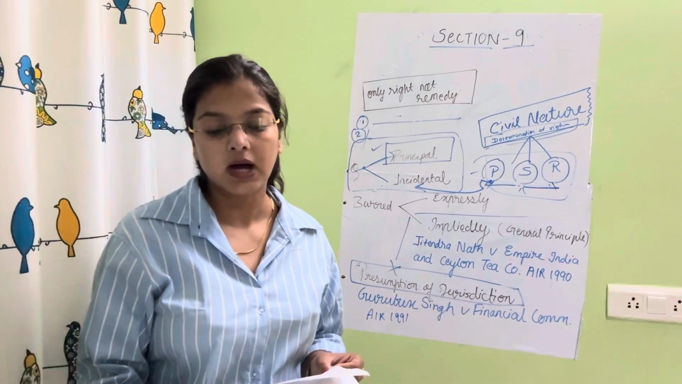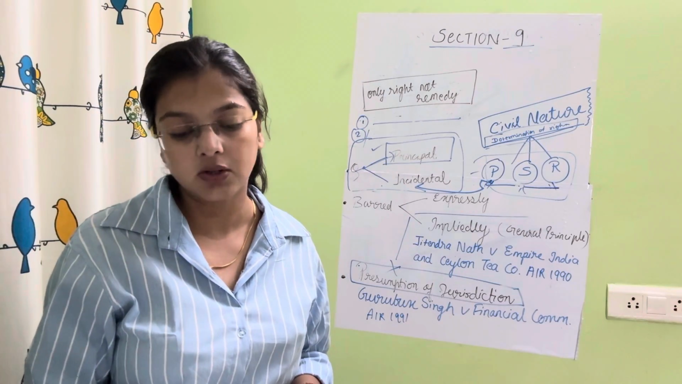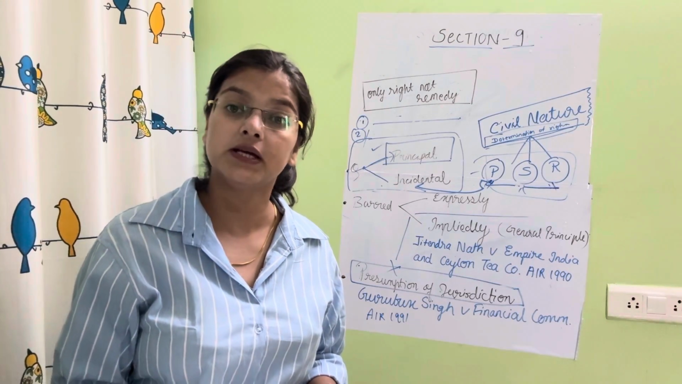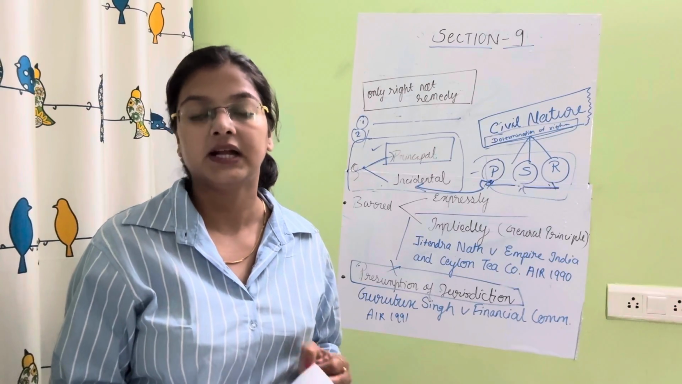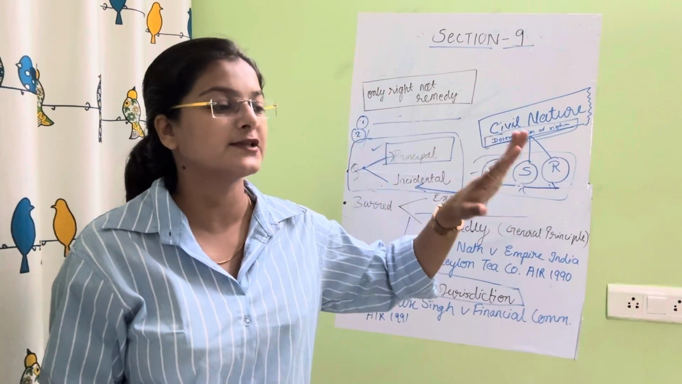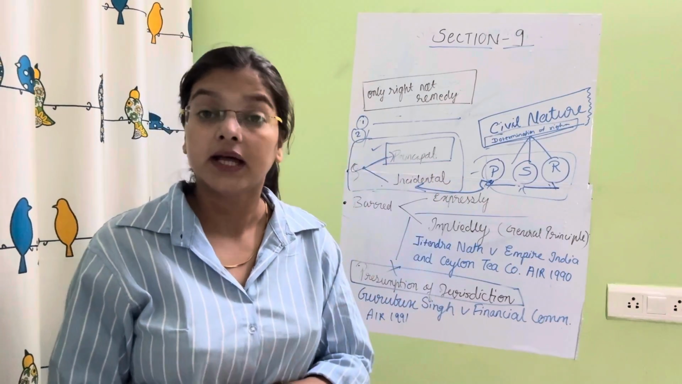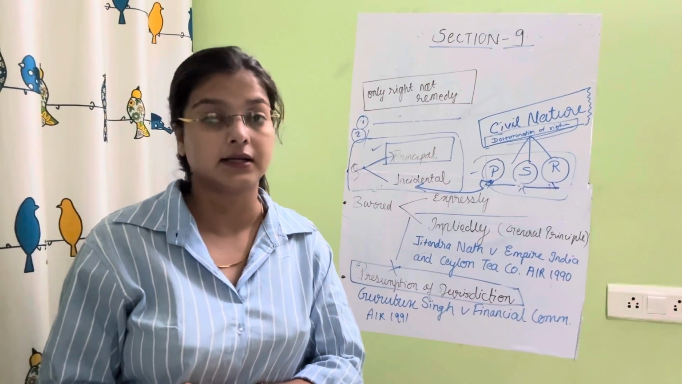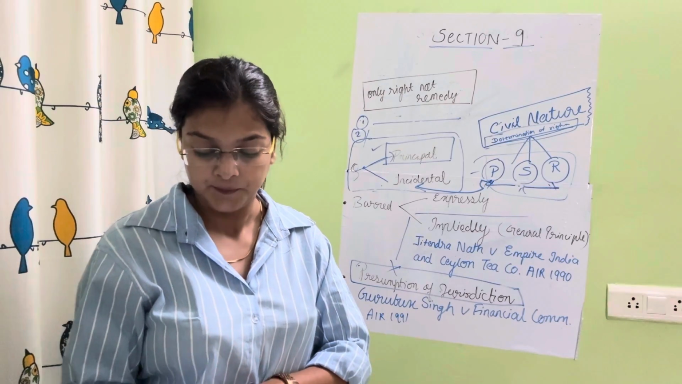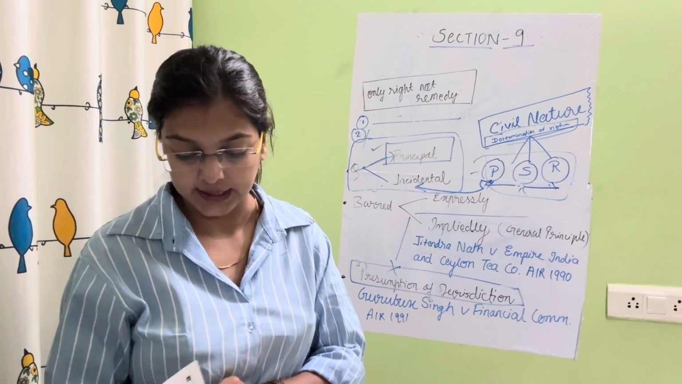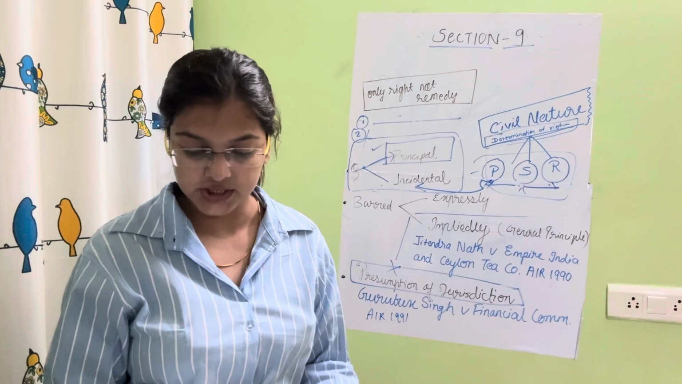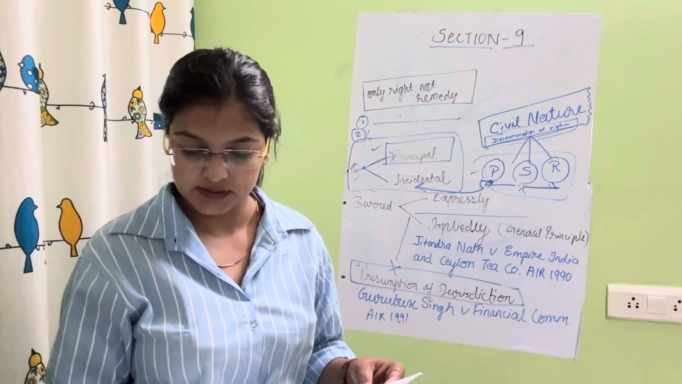Understood? So what is this? A statute ousting the jurisdiction of a civil court should be strictly construed. That is, if a statute has provided that there is no jurisdiction of this particular court, then it has to be interpreted as it is. Strict construction.